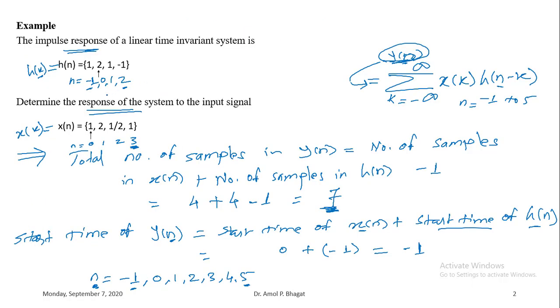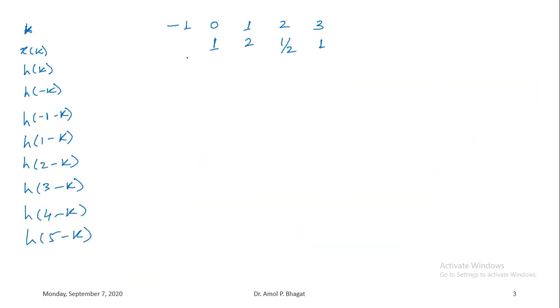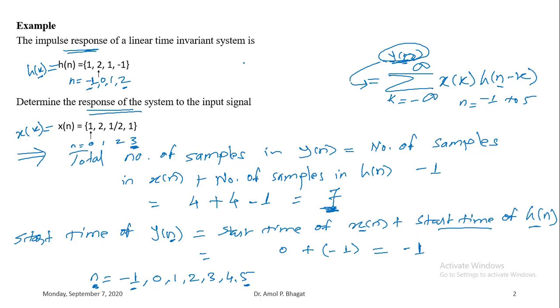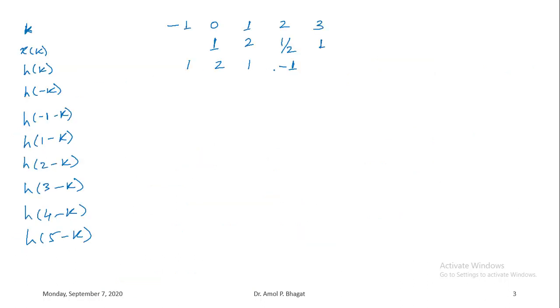Similarly, h of k is starting from minus 1, so it is 1, 2, 1, minus 1, and it ends at k equals 2. So these are the values for h of k, that is 1, 2, 1, minus 1, that we have written.